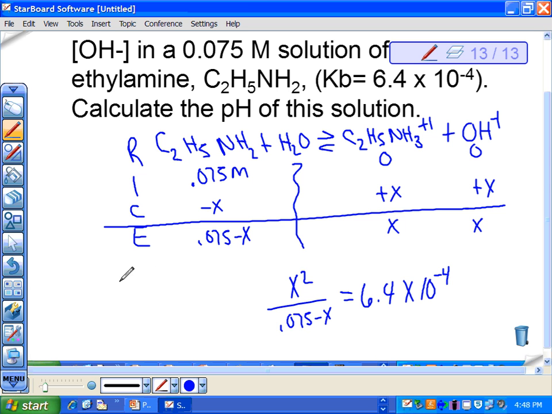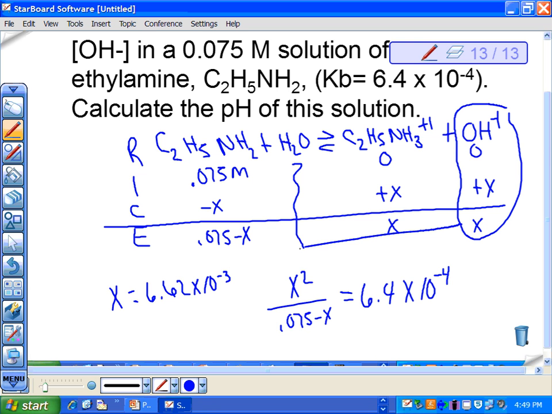Okay, so now we've got x should equal 6.62 times 10 to the -3rd power. Now, if it had asked for the concentration of my amine, I could take 0.075 and subtract that. If it asked for this ion, I would already have it. And right here is the guy that I'm really wanting, is that hydroxide.